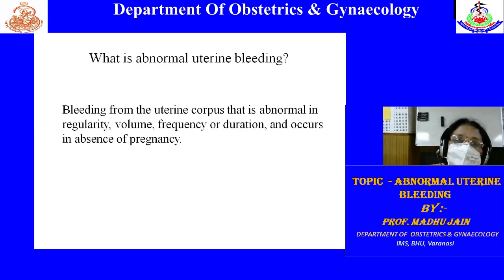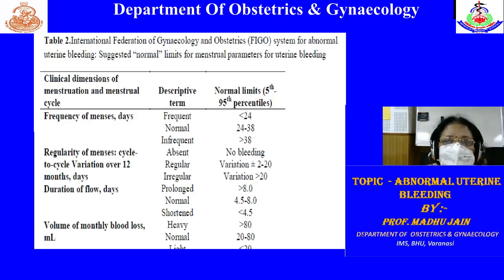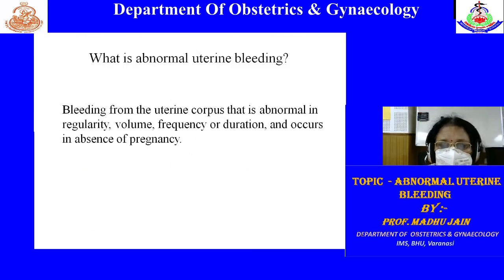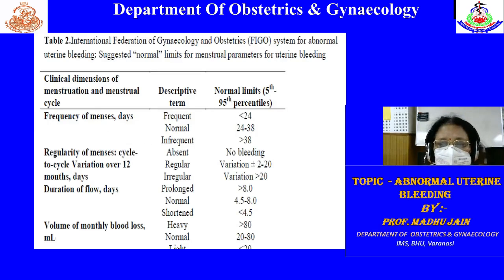Initially, we were using the term dysfunctional uterine bleeding, but this term is outdated. It is not used nowadays. FIGO in 2018 classified what is normal and what is abnormal. Normal means a menstrual cycle with a frequency of 24 to 38 days, regularity of the cycle present, duration of flow 4.5 to 8 days, and volume of blood loss 20 to 80 ml. This is known as the normal blood loss.